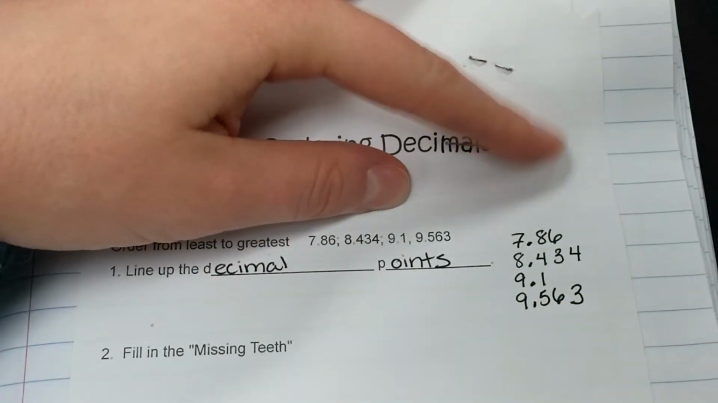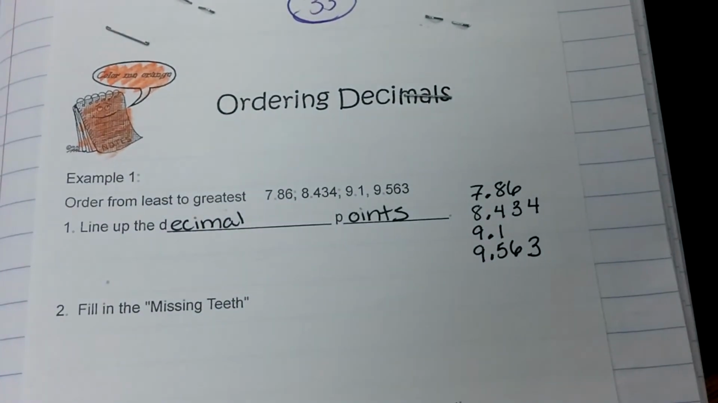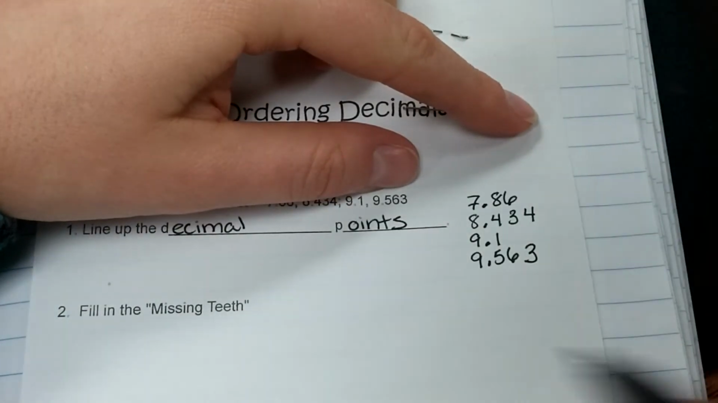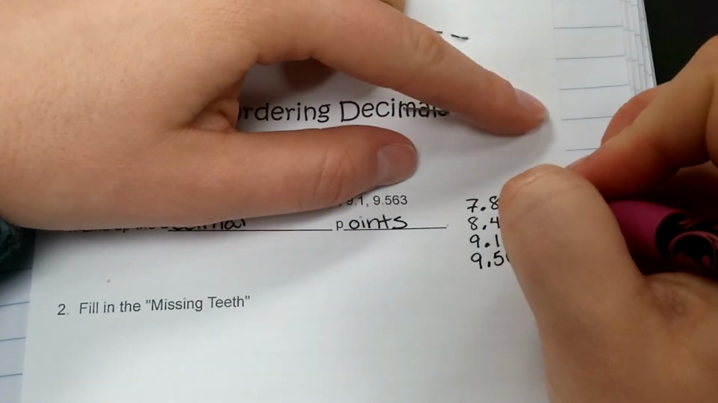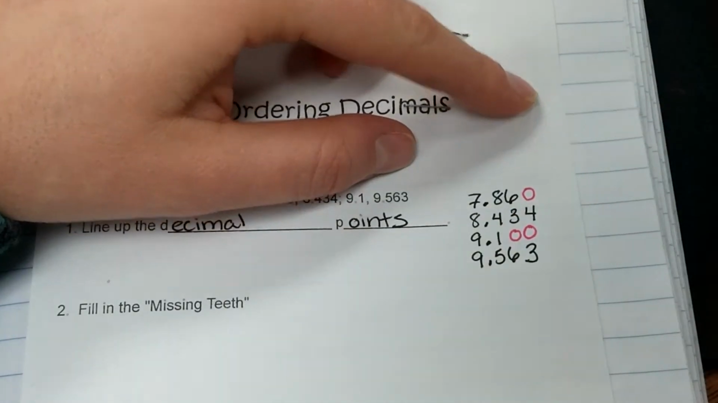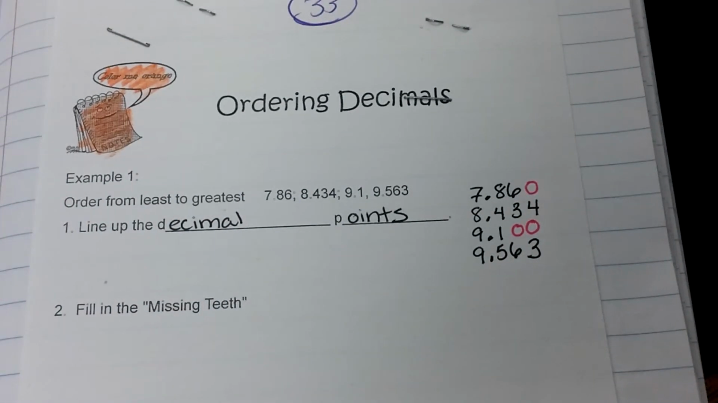9.563. Step 2 is to fill in any missing teeth, and missing teeth are any places where we have gaps. So if you notice right here, there's a gap, there's nothing there, we fill in those missing teeth with zeros. Here we have 2 gaps, they're kind of like placeholders, and we can fill those in.